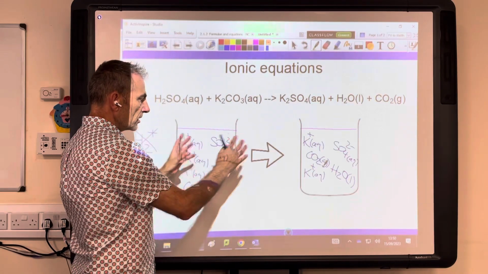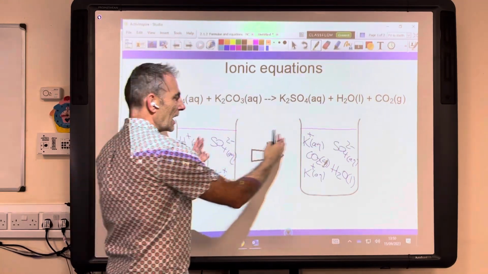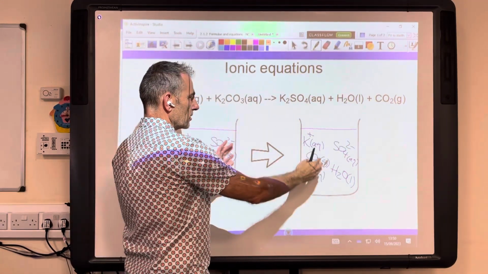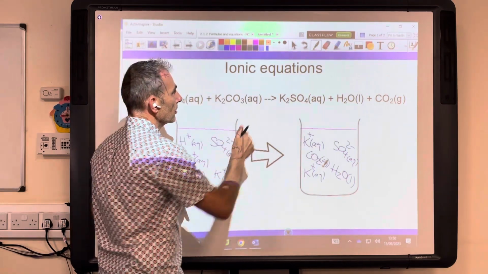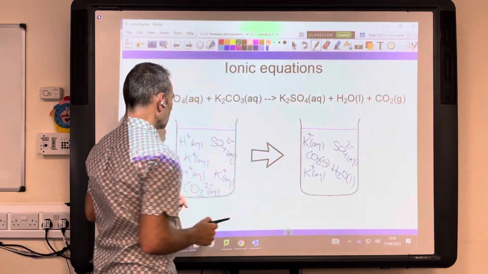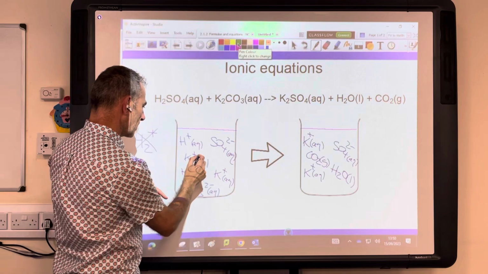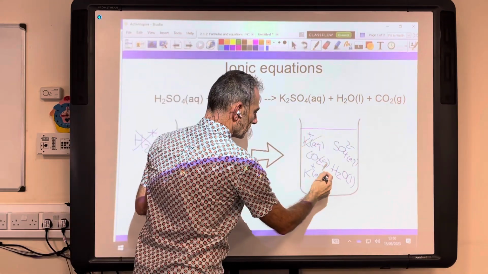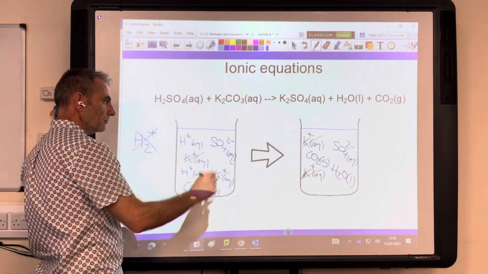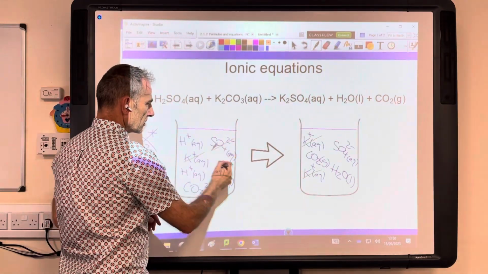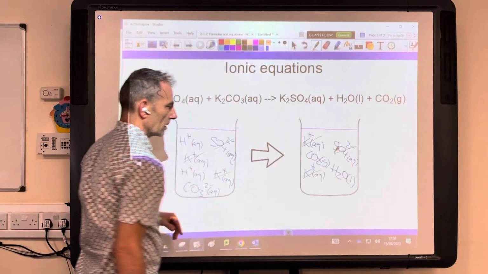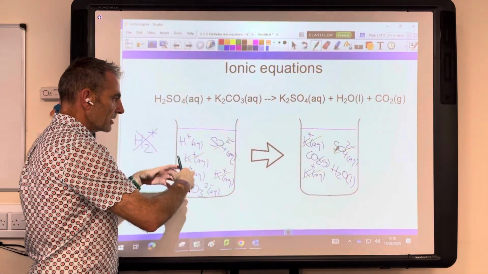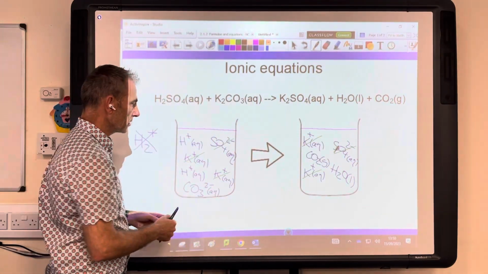Right, so what we can do now is cancel out ions that haven't changed. We call them spectator ions. You can see that we've got K plus, 2 of those in each beaker. So we'll cancel them out. And we've also got the sulfate ion as well. So what's left is going to be our ionic equation.